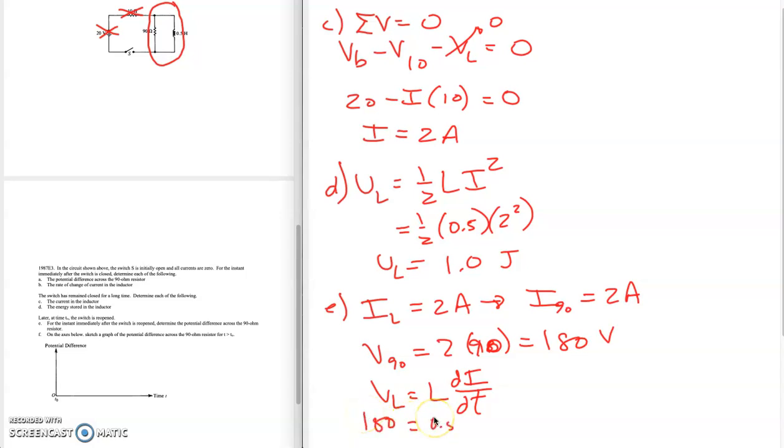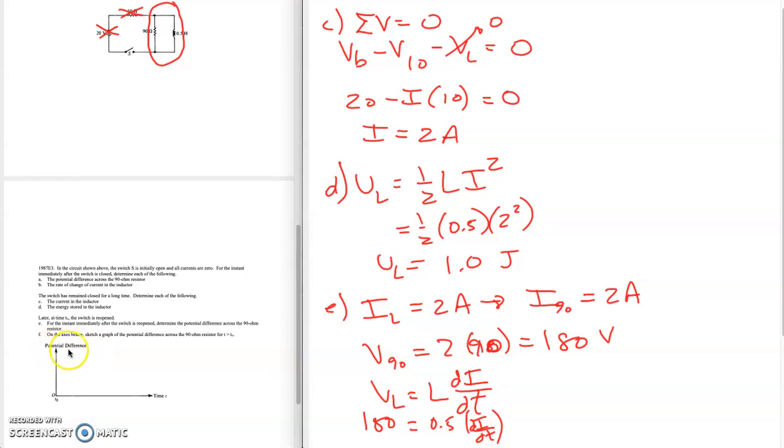And then this is 0.5. And that instant after the switch is opened, we're going to have a change in current in the inductor of 360 amps per second. So that current is going to be dying out really, really fast.